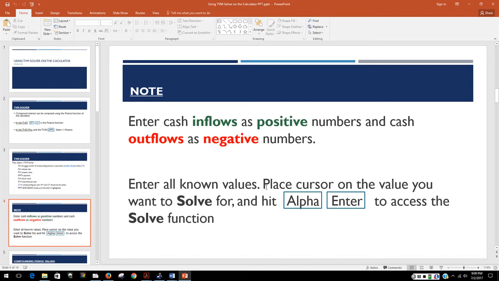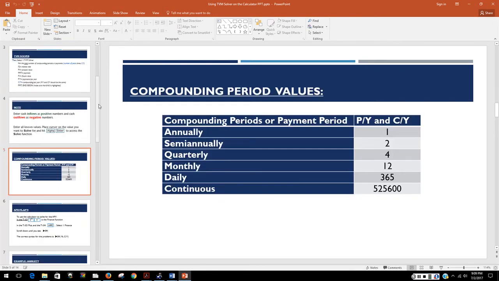You have to enter all the known values and place the cursor on the value you want to solve for. And once you've done that, you hit alpha enter to access the solve function, and the calculator will do all of the arithmetic for you, which makes it really important that you know what all of the values are that you are going to enter. And that's what we're going to need to practice with.